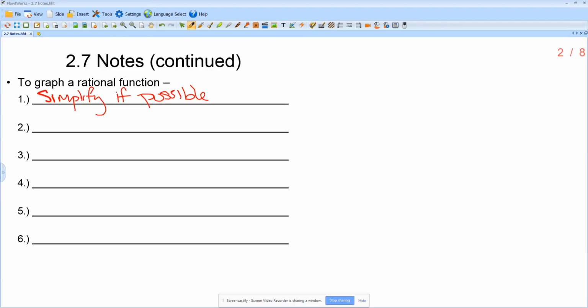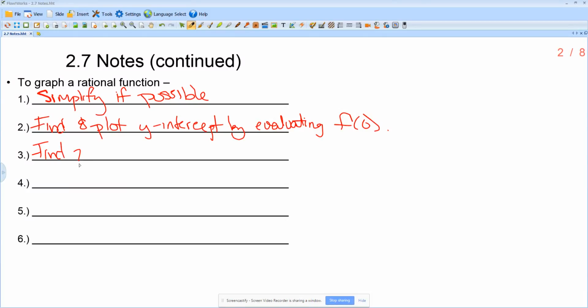Next, we find and plot the y-intercept by evaluating f of 0. So we substitute 0 into the function. What that's giving us is the y-intercept. And we're going to plot that on our graph. Next, we find the zeros and plot as x-intercepts.